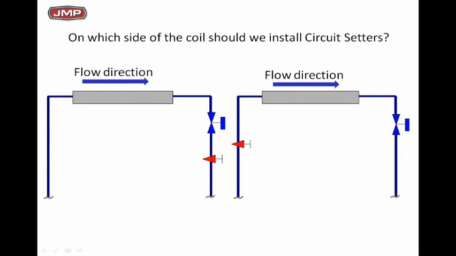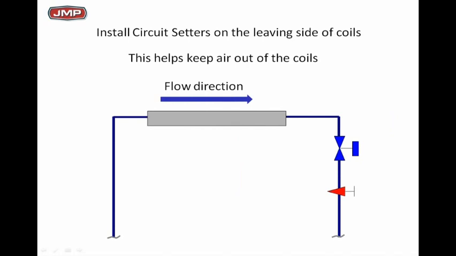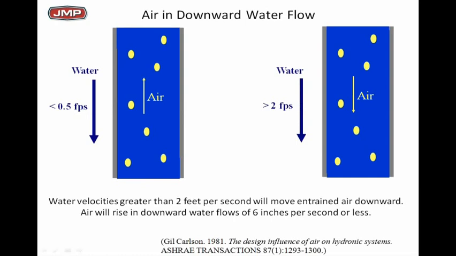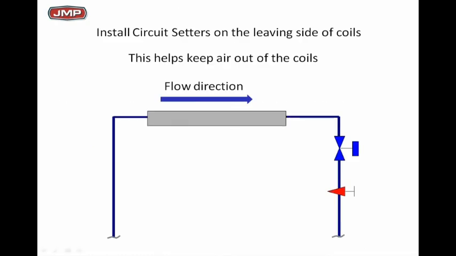So by putting it on the supply side, let's take a quick look. If we leave the circuit setter on the outlet side in this case, it keeps air out of the coil, because air removal from the system is very simple. So if I back up real quick, I want a circuit setter on the outlet side to keep the pressure in my cooling coil as high as possible to drive as much air in as I can. Therefore, all drawings that I've seen, all ASHRAE drawings I've seen, show the balancing valves on the outlet side of the coils, not on the inlet side.